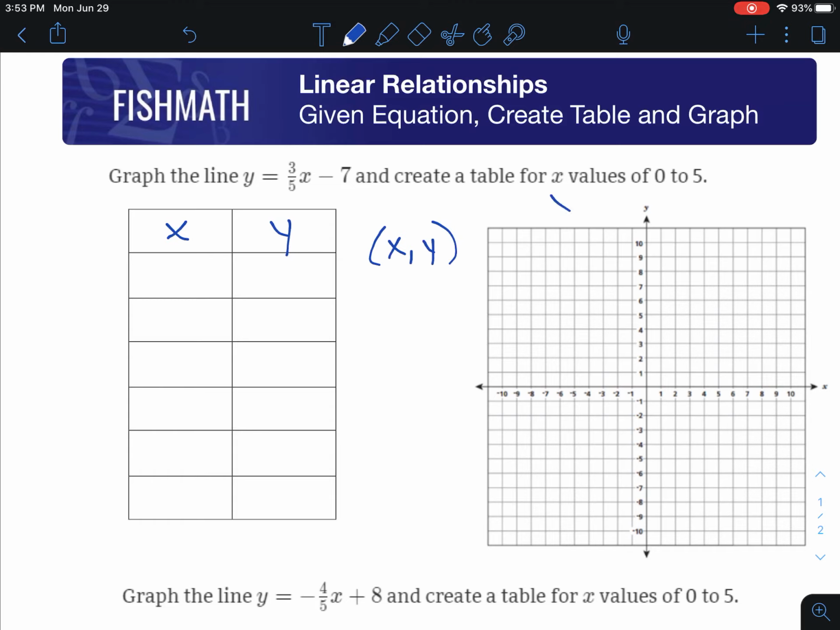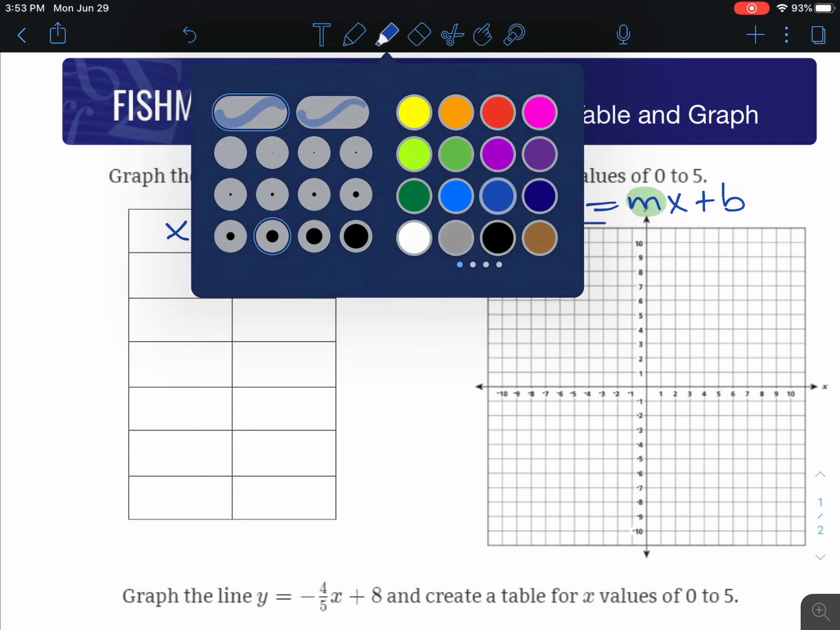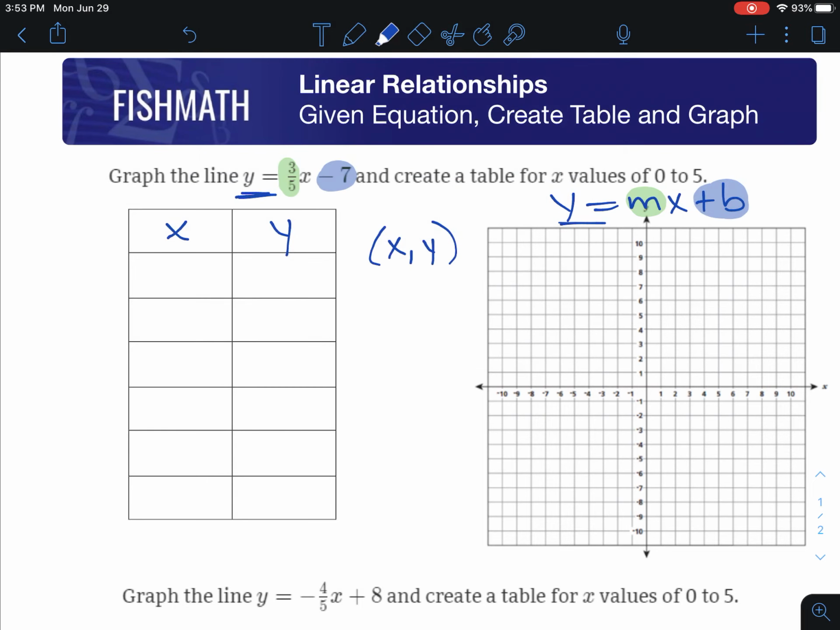Looking at the equation here, all linear relationship equations are of the form y equals mx plus b if they're in y equals form. So that means that the number in front of x is the m, and the number by itself is the b. The m is how it moves, so that's what we call the slope. That's how it moves, or we call it the rate of change. And the b is where it begins. That's the y-intercept. You can think of it as where it begins. So the y-intercept happens when x is 0.